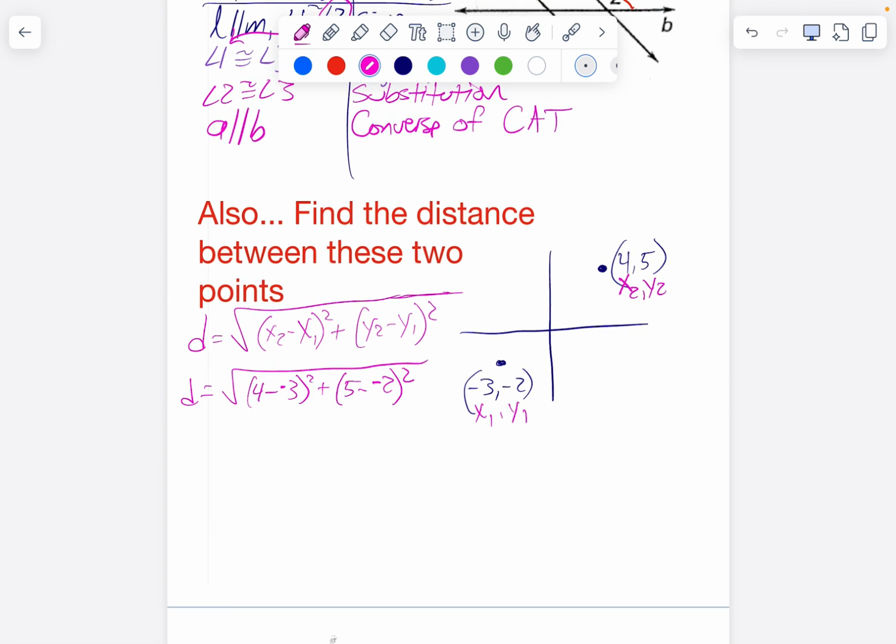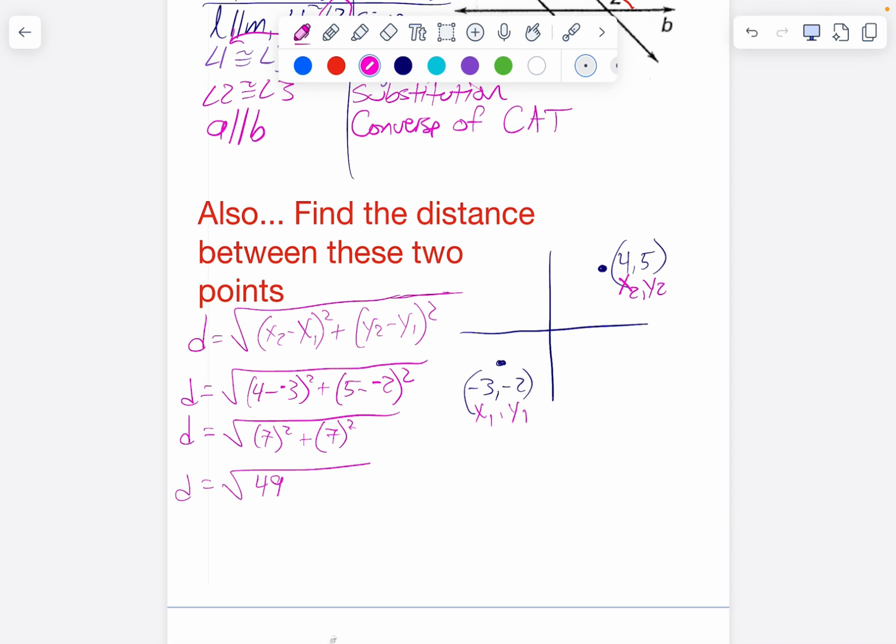And then we just kind of work through some basics here. What is 4 minus -3? It's 7, yeah. So make sure you check that on your calculator. Oh, also leave the parentheses on there. 5 minus -2, what's that? That's also 7.